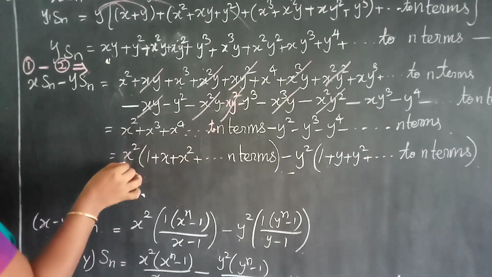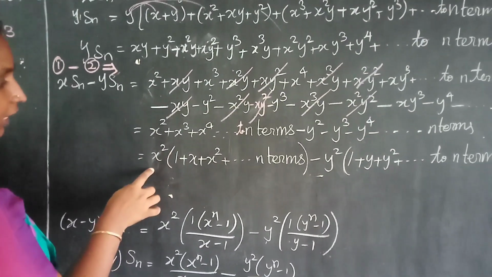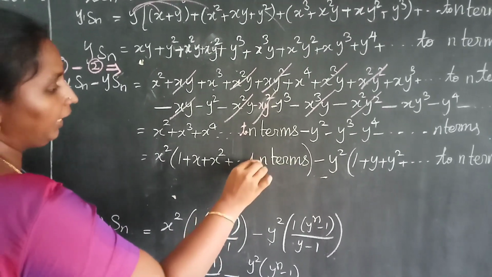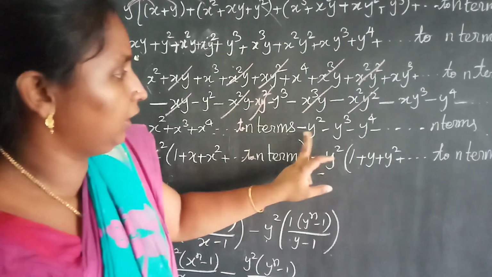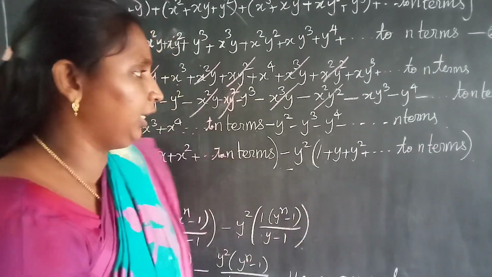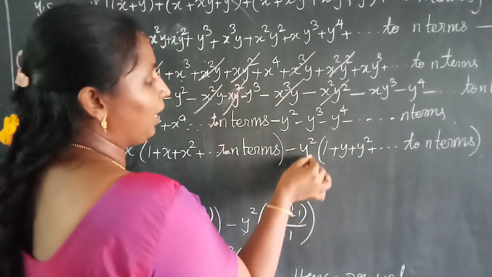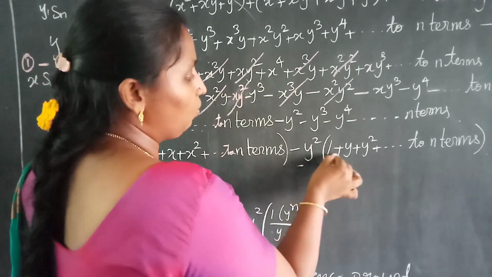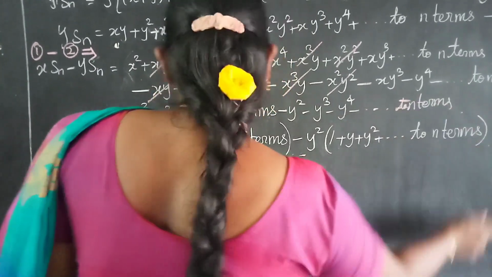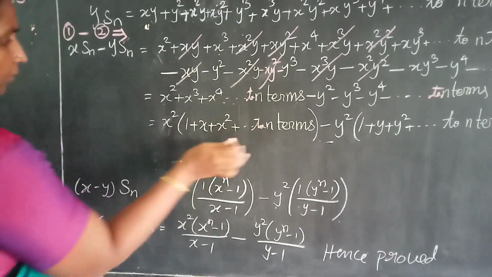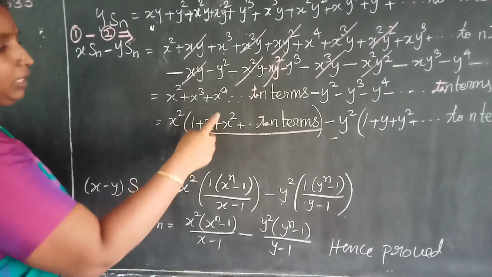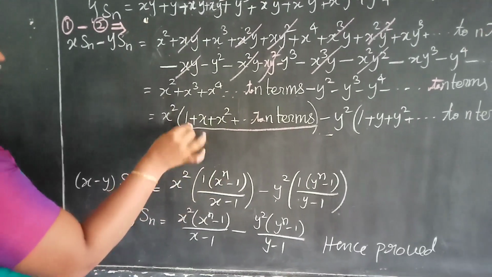So in these terms I am going to take x square as common. If I take x square now I will get 1 plus x plus x square and so on to n terms. Okay, here in this minus y square minus y cube minus y power 4 and so on n terms, in this I am going to take minus y square as common. So I will get 1 plus y plus y square and so on to n terms. Okay, now see this. Clearly the sequence is in GP. So except the first term, other terms are multiplied by x. So it is in GP.